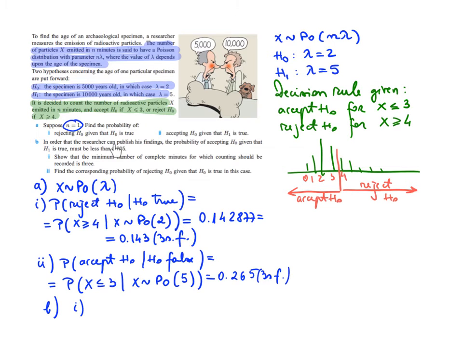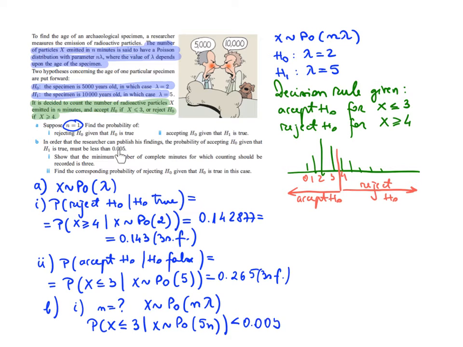Question B, read again the question. Pause the movie and read again the question. That's a bit different from the previous ones. So I'm asked what is n such that the probability of a type 2 error is smaller than 0.5%.